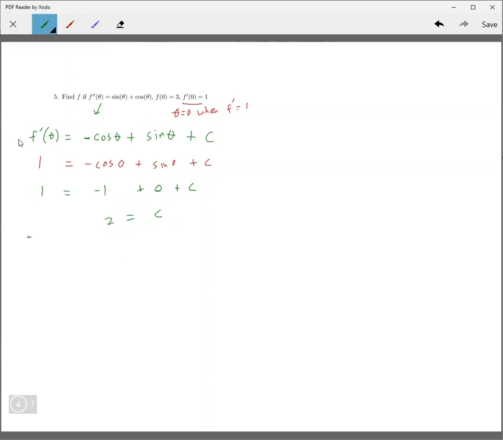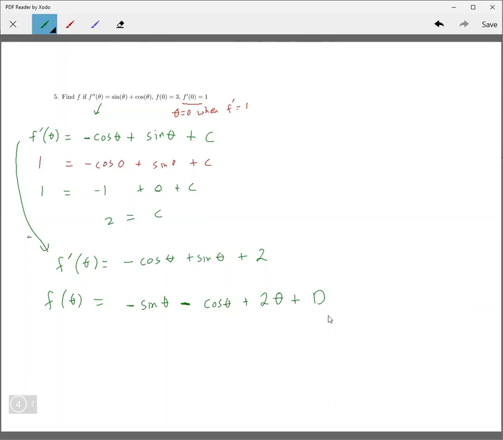Okay, so let's go ahead and rewrite this with the value of C. So now the first derivative is negative cosine theta plus sine theta plus 2. And then we're going to take an antiderivative of this. Now, if you have sine theta, the derivative of sine is cosine, so put a negative there. The derivative of cosine is negative sine, so we'll need a negative here so that when you take the derivative of this, you're going to get positive sine theta. And this one is just going to be 2 theta, and we'll have another constant.